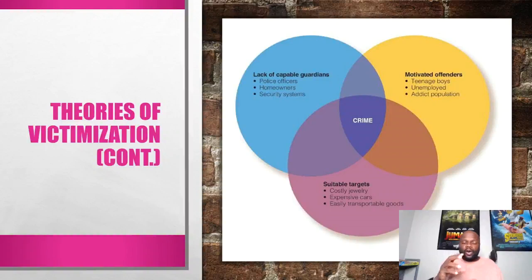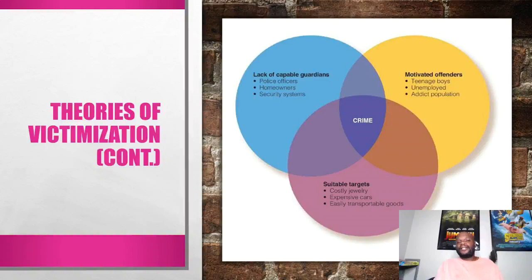Now, I will always say in my class, you can do something about suitable targets, right? Not saying you can't have jewelry, not saying you can't have expensive belongings, not saying you can't live in a nice home. You can have those things, but be safe, be smart. Make sure your door is locked. Make sure you're doing perimeter checks. Make sure that you close the garage, etc.